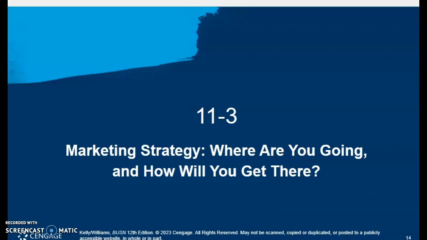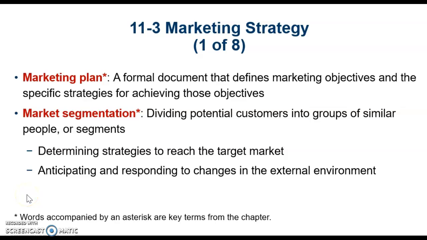In Section 3, we will talk about market strategy. A successful marketing strategy is going to aim at developing a marketing plan that identifies the target audience and a way to reach out to them. So your marketing plan is a formal document that defines marketing objectives and the specific strategies for achieving those objectives.